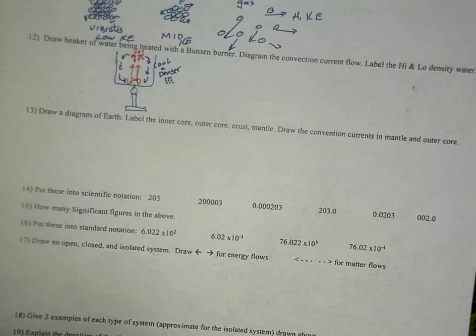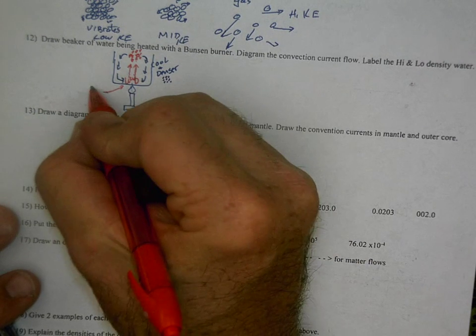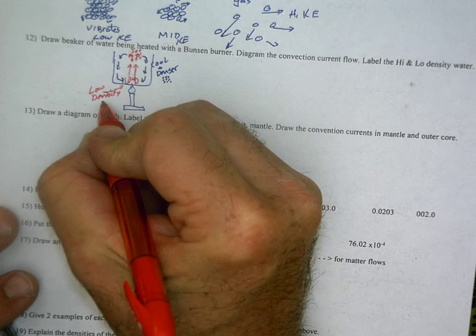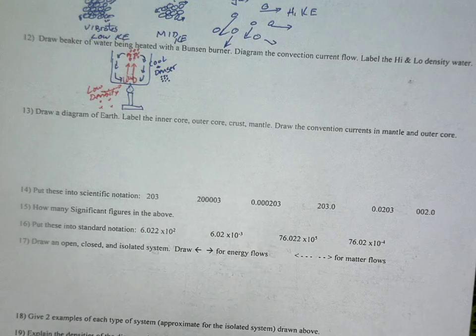So this is going to be the low density because the atoms spread apart. Higher density because the atoms are closer together.